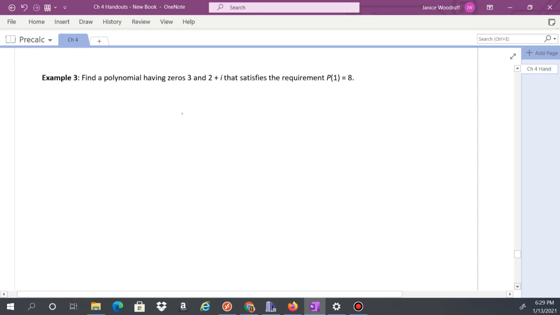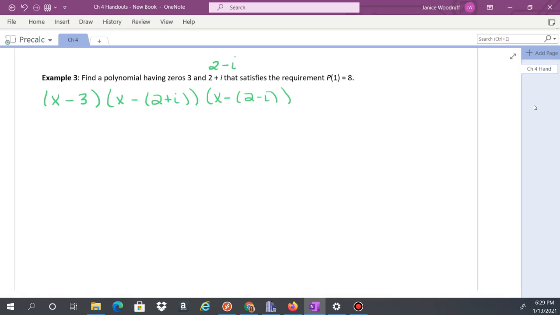Okay, so what's my other 0 that I'm missing? 2 minus i. Okay, so I set this up. I've got x minus 3, then x minus 2 plus i, x minus 2 minus i. Okay, so because I don't have another x minus a real number, we'll do the i's first. So this is going to distribute and become x minus 2 minus i, this is going to become x minus 2 plus i.